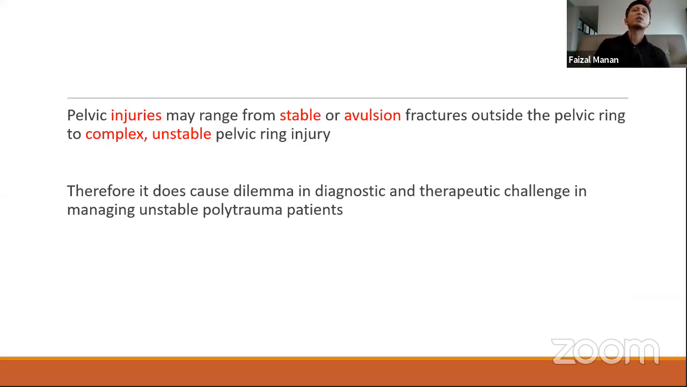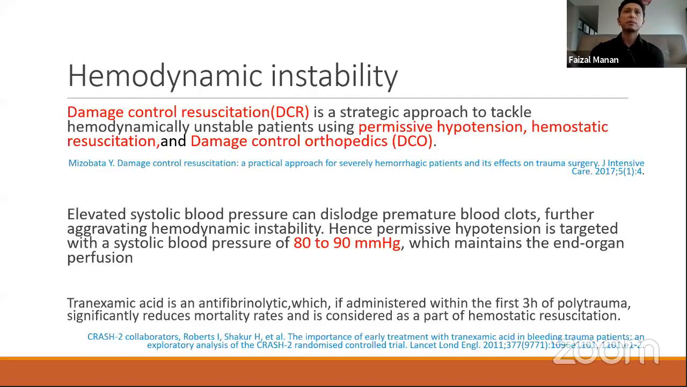So when you have pelvic injuries, you might have a stable or just a Vauchian kind of fracture outside the main pelvic ring, or it could involve the complex unstable pelvic ring kind of injury. Therefore, it does cause dilemma in diagnostic and therapeutic challenges in managing unstable polytrauma patients. Like Dr. Muazzam said, hemodynamic instability is something that needs to be addressed very vigorously in a patient with pelvic fracture or any other fractures or any other trauma to begin with.